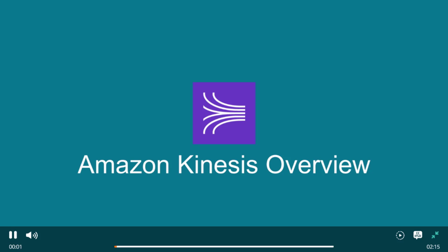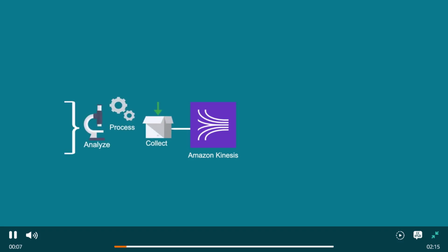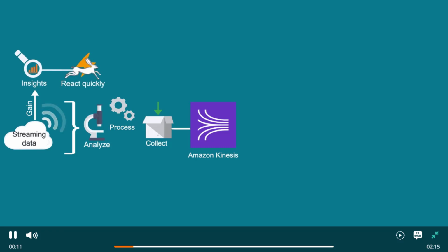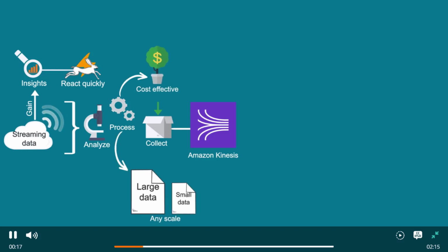Amazon Kinesis Overview. Amazon Kinesis makes it easy to collect, process, and analyze real-time streaming data, so you can get timely insights and react quickly to new information. Amazon Kinesis offers key capabilities to cost-effectively process streaming data at any scale, along with the flexibility to choose the tools that best suit the requirements of your application.